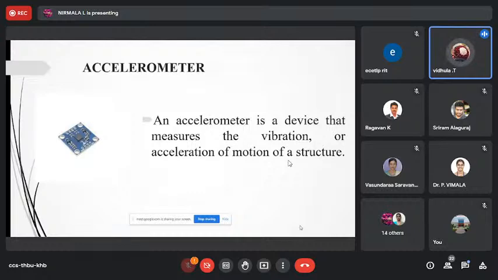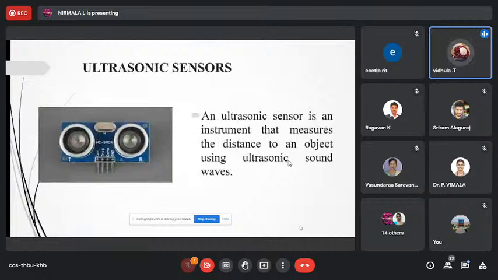And the next one is the ultrasonic sensor. An ultrasonic sensor is an instrument that measures the distance to an object using ultrasonic sound waves. An ultrasonic sensor is an electronic device that measures the distance of a target object by emitting ultrasonic sound waves and converting the reflected sound into an electrical signal. Ultrasonic waves travel faster than the speed of audible sound. The ultrasonic sensor works by emitting sound waves at a frequency too high for humans to hear. They wait for the sound to be reflected back, calculating distance based on the time required.